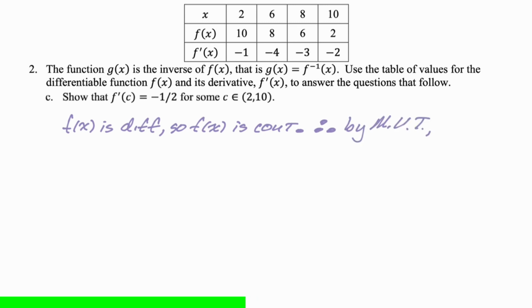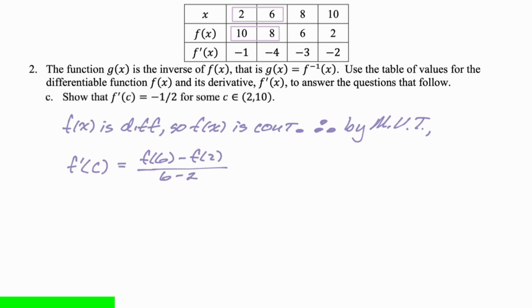Therefore, by mean value theorem, we just have to find an interval on which the average rate of change is negative 1/2. Fortunately for us, in the very first interval, the x's change by 4, the y's change by negative 2, and negative 2 divided by 4 is negative 1/2. So there's our negative 2, there's our 4, we're good. So f prime of c is going to be equal to f of 6 minus f of 2 over 6 minus 2, which does just equal negative 1/2.